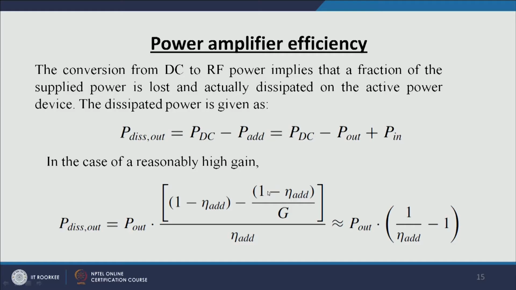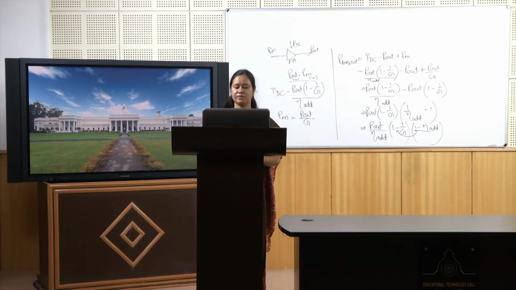Now, in this case, if our gain is much higher, then we can neglect this term and eventually P out and the dissipated output may have this relation, but this relation exists only for very high gain. So, all these parameters are related to each other, they complement each other, and if you know one or two of those, the third you can easily calculate.